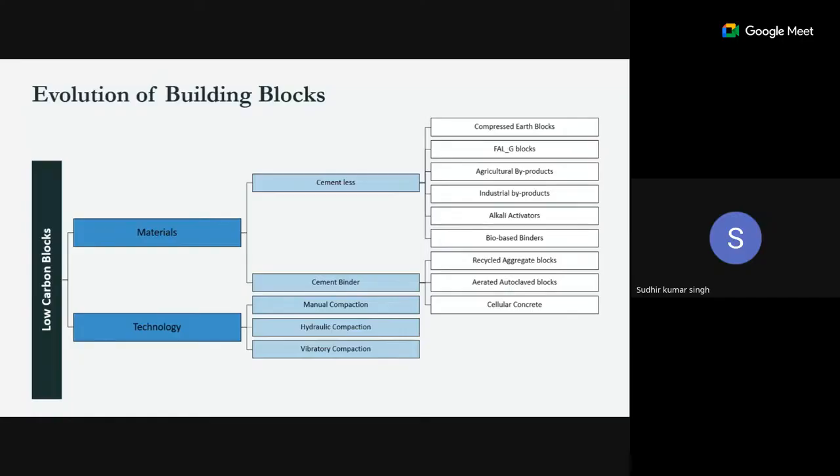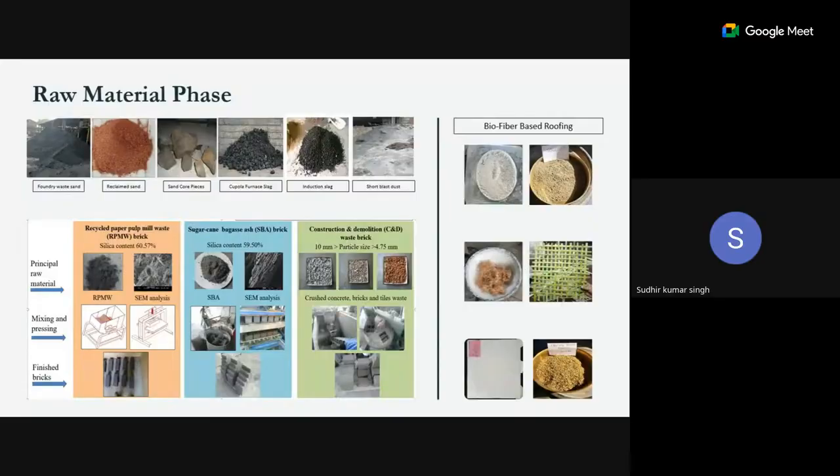Then comes the technology. Either you go with manual compaction, then hydraulic compaction, or vibratory compaction; the energy will change, and then the blocks evolve. There are certain two or three things which we worked into. So you say that if I'm using an industrial waste, my material has become a low carbon material if industry does not find a suitable place to dispose of that material.